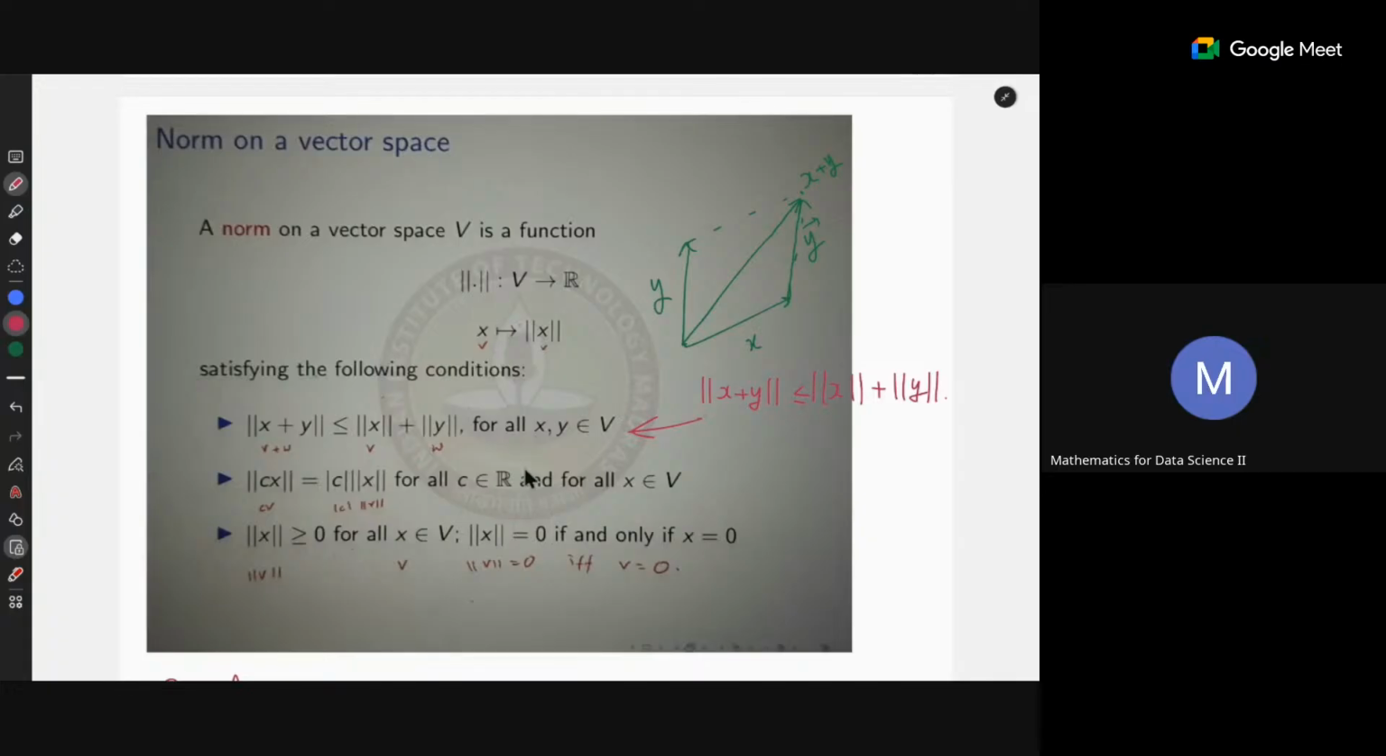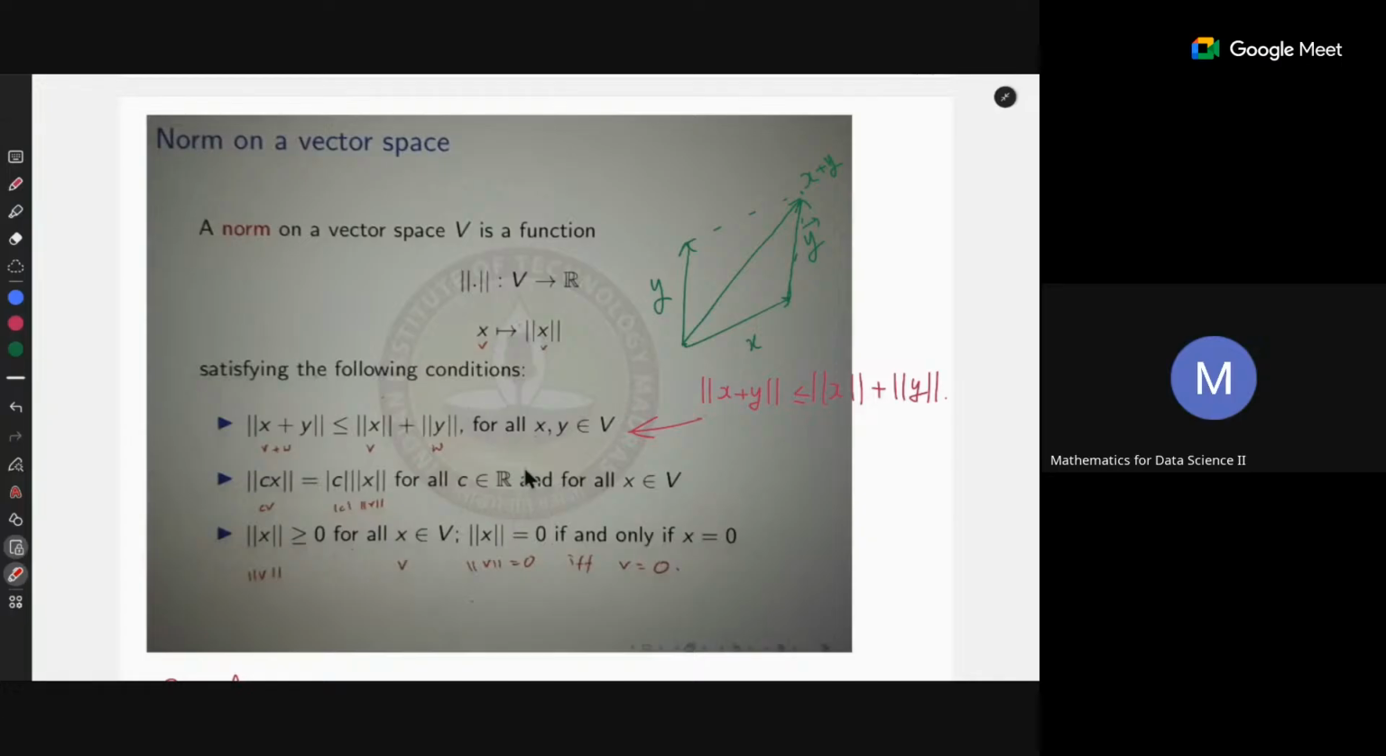Because in R2, when you have length associated with the dot product, it satisfies the triangle inequality. If you take any two vectors in R2, then you can form this triangle, and this triangle satisfies the triangle inequality. What it means is that the norm of the third side is smaller than the sum of the lengths of the x and y vectors. So that is the generalization of the condition. The norm, whatever norm we define on an arbitrary vector space, should also satisfy the triangle inequality.